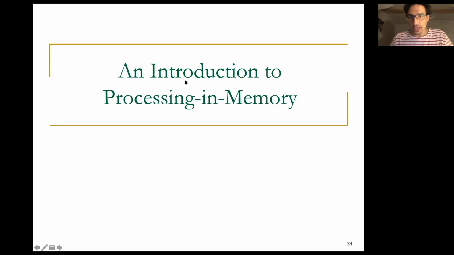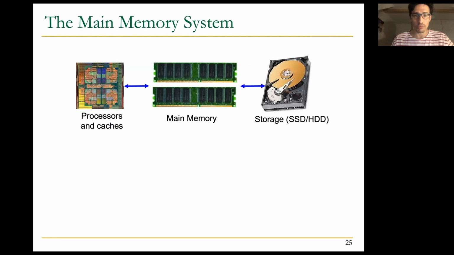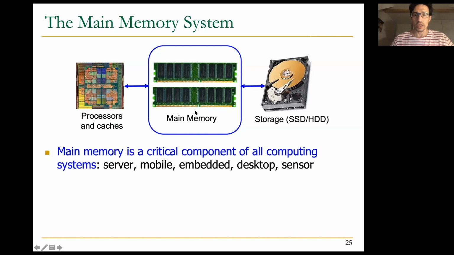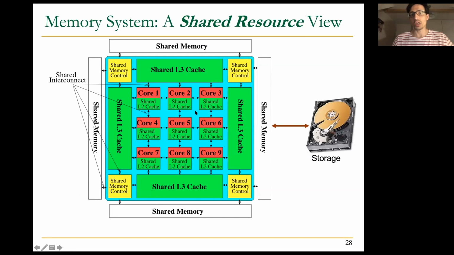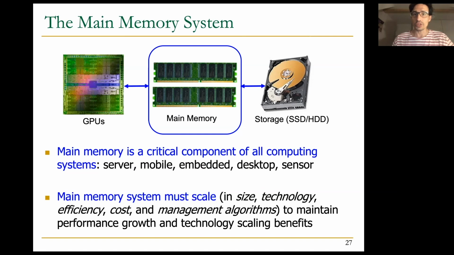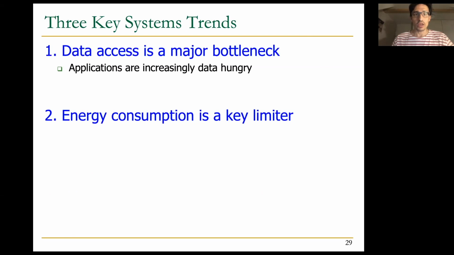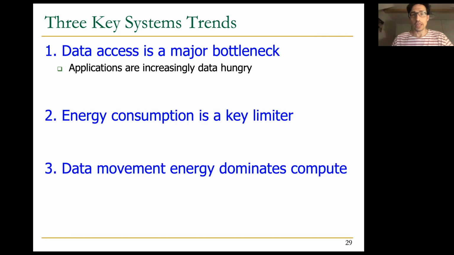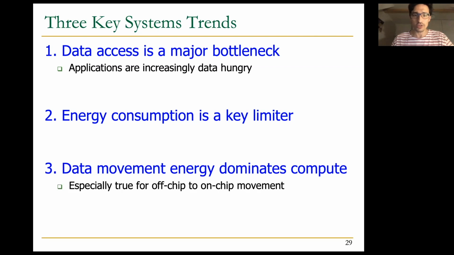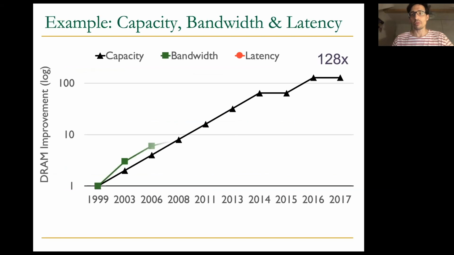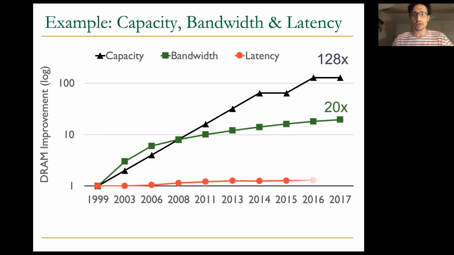The rest of the presentation is an introduction to processing in memory, but I don't think that it makes sense for me to go over these slides. You can use them for your reference for sure. This essentially summarizes some of the things that we have introduced today, like the motivation for processing in memory with the data movement bottleneck, data access as a major bottleneck, energy consumption, data movement energy dominates compute, things that we have talked about already in this meeting.